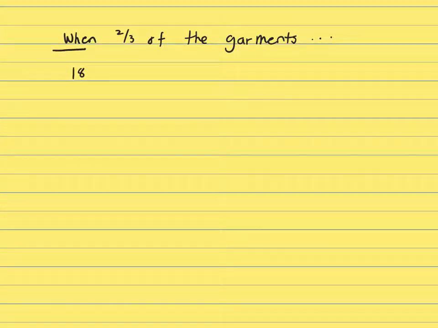We know that 18 passed. Obviously, we're talking about past inspection. So 18 passed and the remaining 2 failed. So that tells me 18 plus 2 garments, which is 20, were inspected. Now what we don't know is how many are in the shipment.